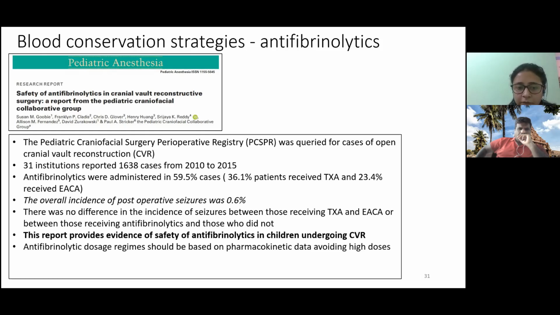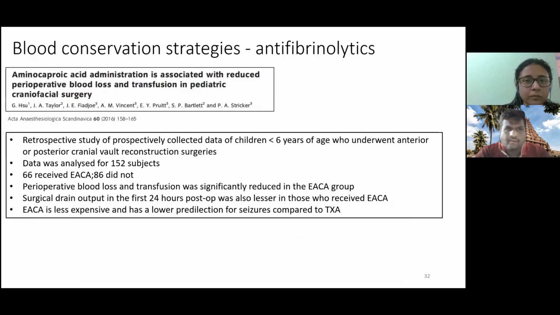However, there was no difference in the incidence of seizures between those receiving tranexamic acid and EACA, or between those receiving antifibrinolytics and those who were not receiving antifibrinolytics. So this report provides evidence of safety of antifibrinolytics in children undergoing cranial vault reconstruction. However, antifibrinolytic dosage regime should be based on pharmacokinetic data, avoiding unnecessarily high doses.